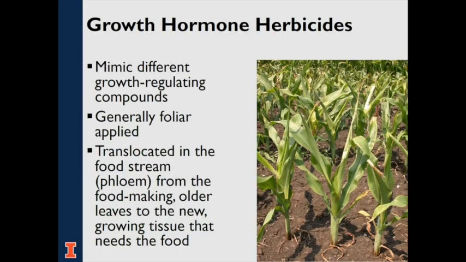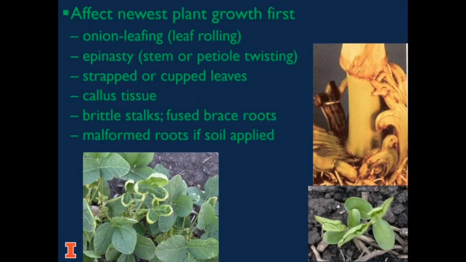Growth hormone herbicides mimic growth-regulating compounds. Generally, these are foliar applied and translocated in the food stream, or phloem, from the food-making older leaves to the new growing tissue that needs the food. These affect the newest plant growth first, resulting in a variety of symptoms like leaf rolling, epinasty, which is stem or petiole twisting, strapped or cupped leaves, callus tissue, stalk brittleness, fused brace roots, and malformed roots if soil applied.